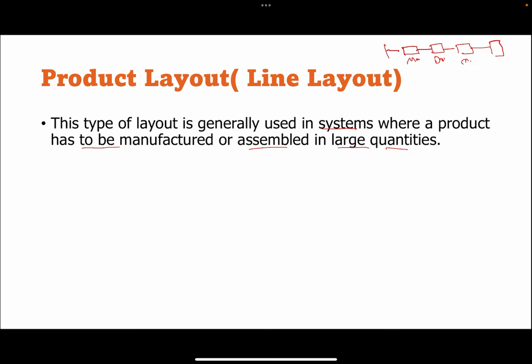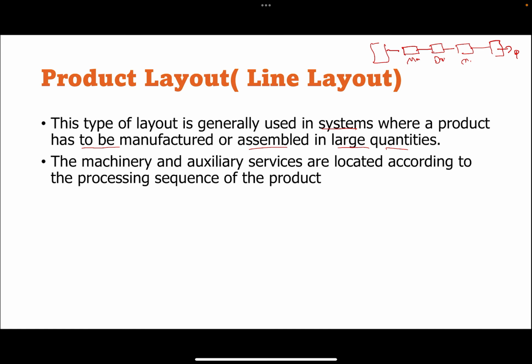Finally, you will get that product. That means you start with a raw material here, it undergoes a sequence of operations, and finally you get the final product. So here the layout is based upon the sequence of operations. The machinery and auxiliary services are located according to the processing sequence of the product. So this can be used for the manufacture of this product in large quantities. If you want to manufacture a different product, you cannot make use of this layout. That is the problem. For making another product, you need to design another sequence. That is how the facility layout is made.